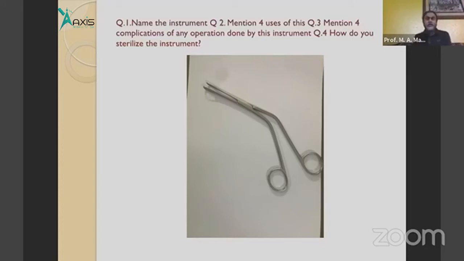Okay. How do you sterilize this instrument? As I said, there are only two methods of sterilization of metallic instruments. One is boiling, and the other is autoclave.